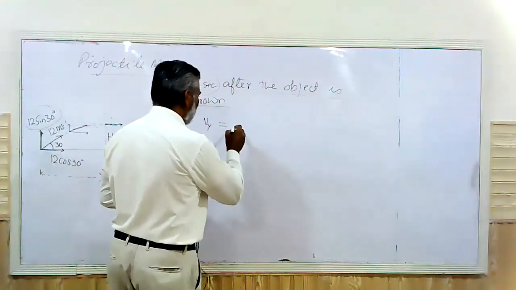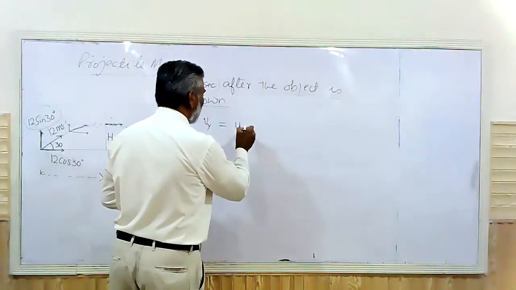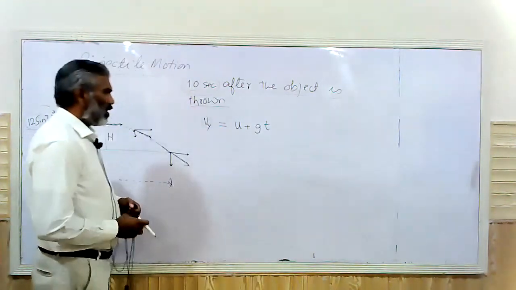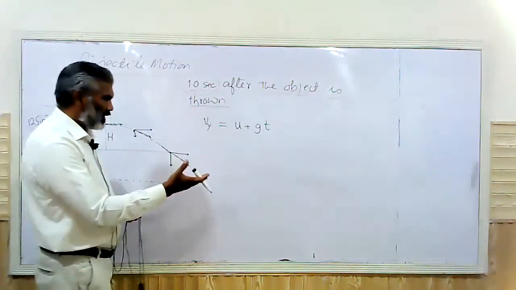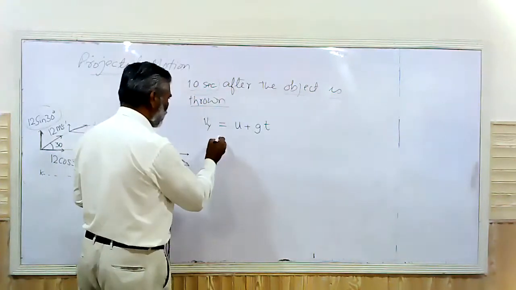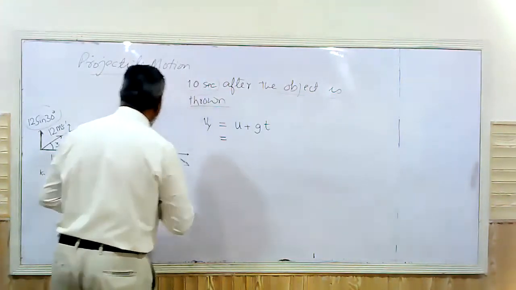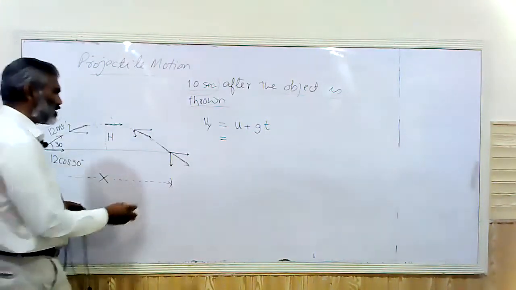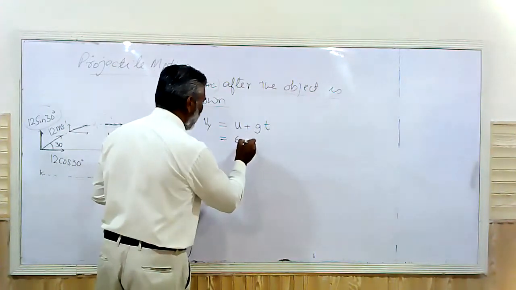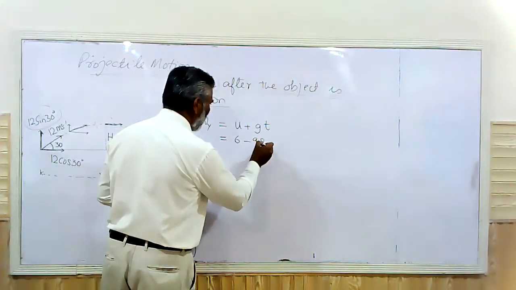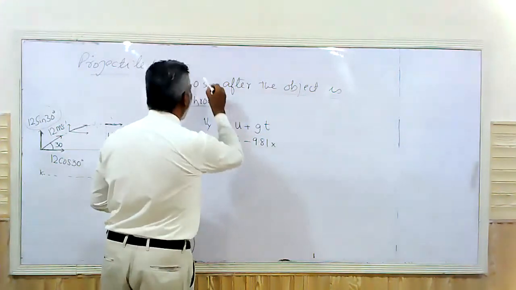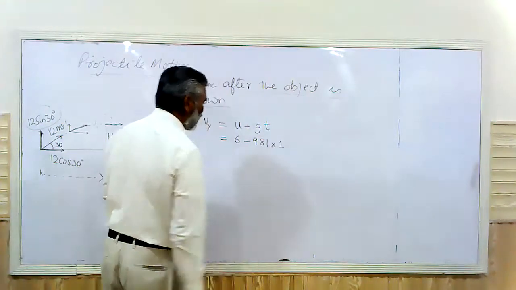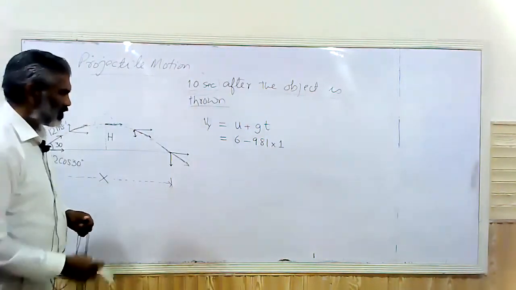This is u plus gt. The first equation of motion, v is equal to u plus at, is actually written in this form. U is the initial vertical component of velocity, which is 6. This I know. Minus 9.81 into 1, because I know I'm considering it exactly 1 second after I have thrown.